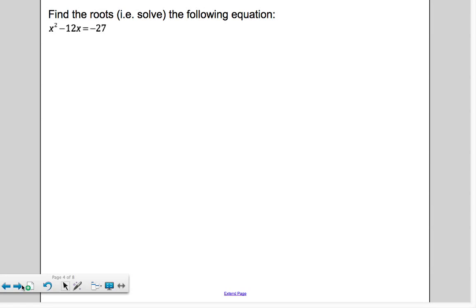Yes, Marcus? If you move the 27 as a positive to the other side, couldn't we put a 0 on the other side? Wait, so we'll have a couple of techniques. We're going to try to explore that.